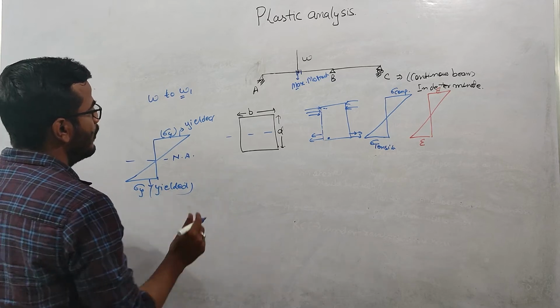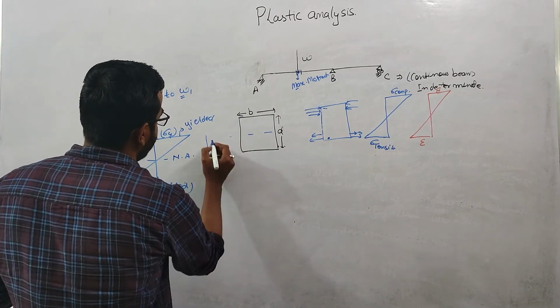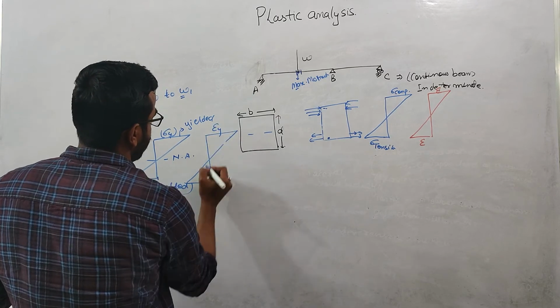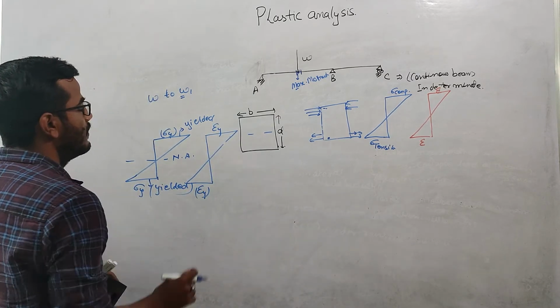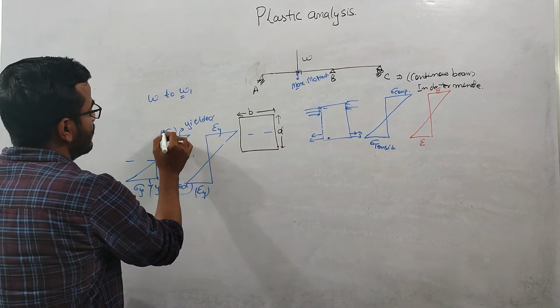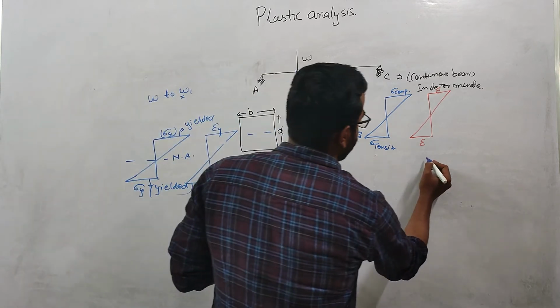Now what will happen to the strain diagram? The strain diagram will look like this. This is epsilon y and this is epsilon y. The strain will correspond to this stress limit. So we have seen this diagram.